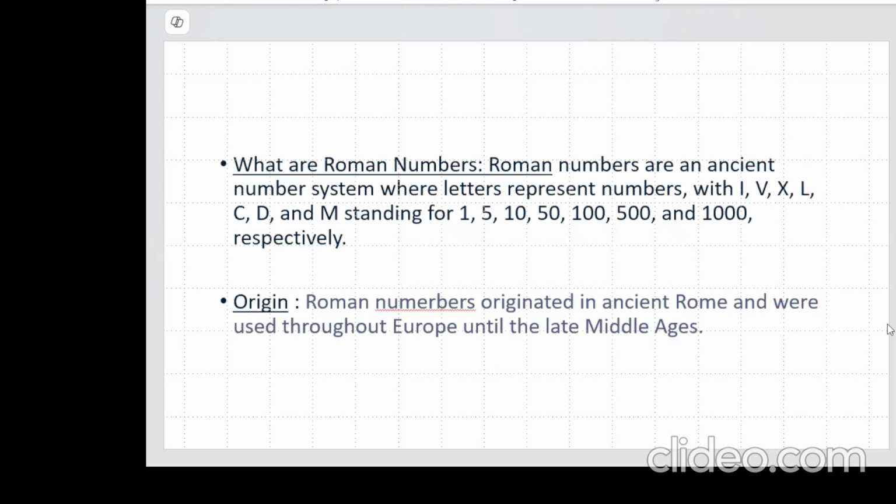What are Roman numbers? Roman numbers are an ancient number system where letters represent numbers, with I, V, X, L, C, D, M standing for 1, 5, 10, 50, 100, 500 and 1000 respectively.